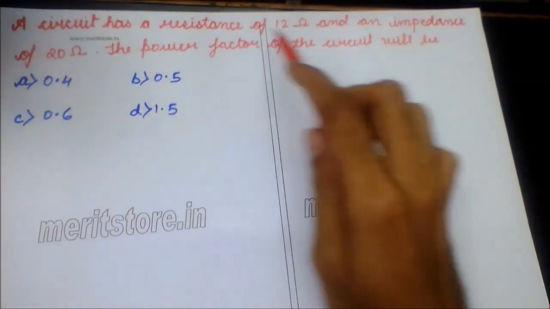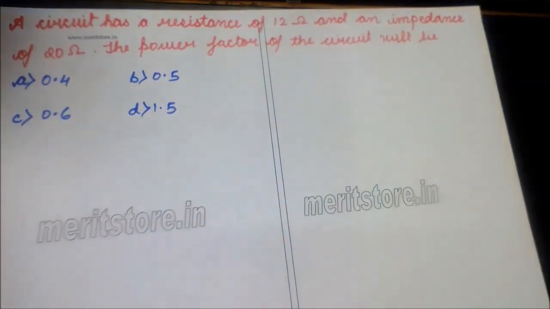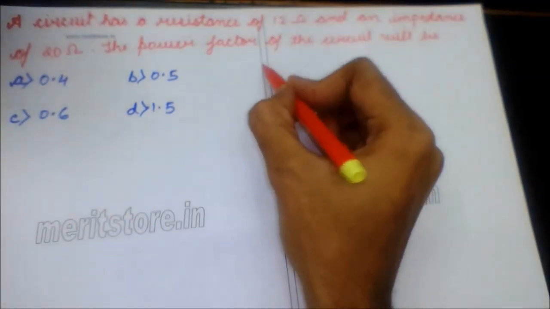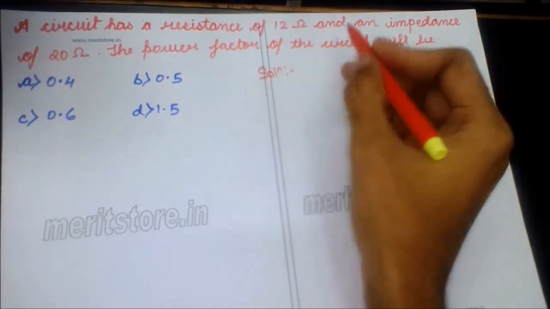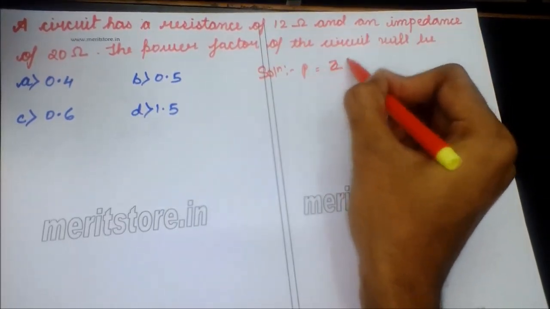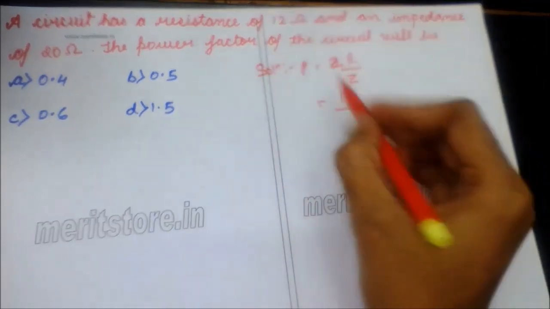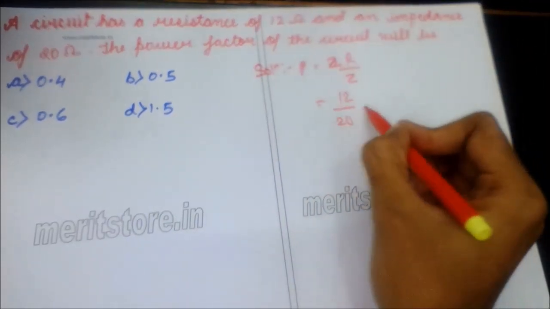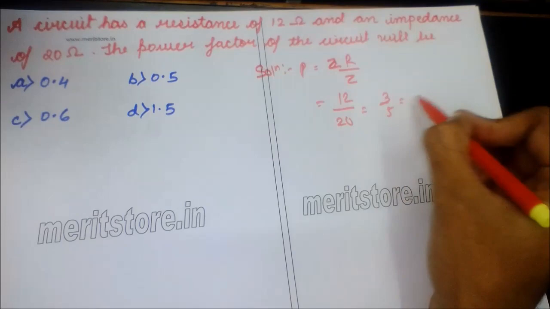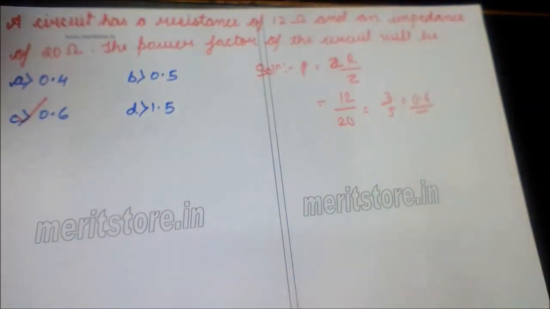A circuit has a resistance of 12 ohms and an impedance of 20 ohms. The power factor of the circuit will be 0.4, 0.5, 0.6 or 1.5. The power factor is given by R upon Z, where R is the resistance, that is 12, and Z is the impedance, that is 20. So 12 by 20 gives you 3 by 5, that is 0.6. So 0.6 is the correct option.